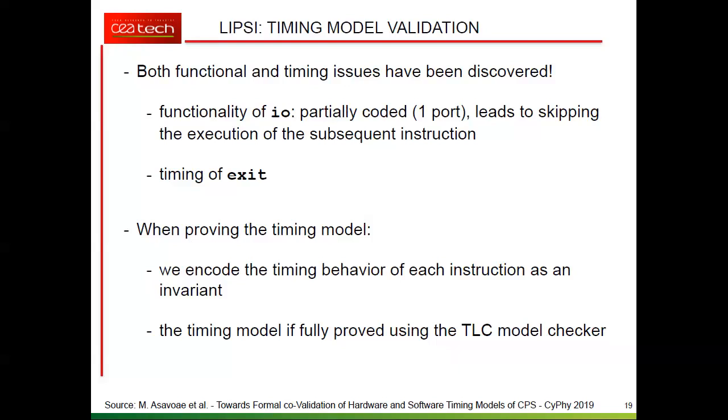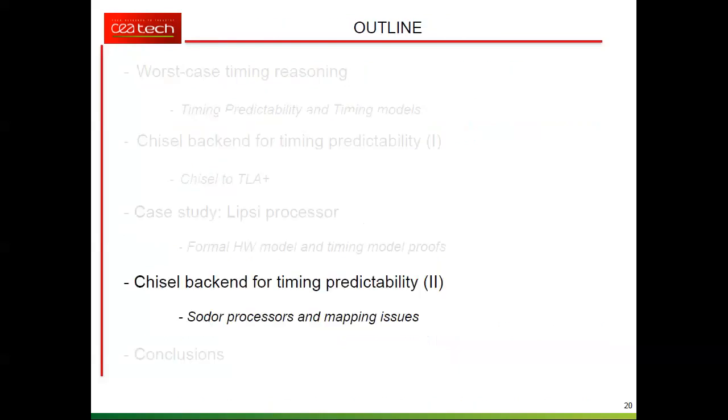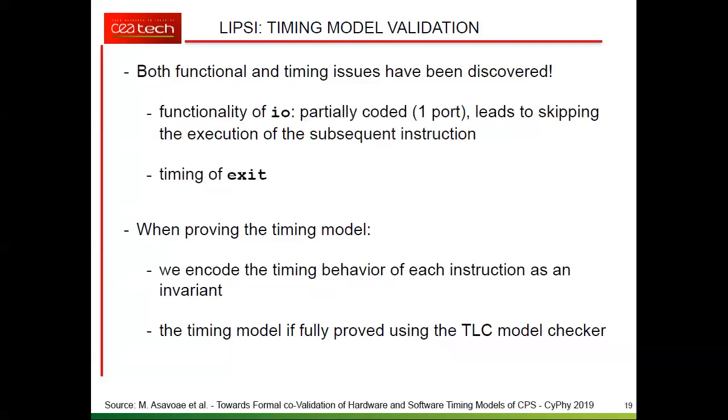How exactly did we do this? We encoded the timing behavior of each instruction as an invariant. So you have the TLA plus specification of the circuit. And then you would like to say, for a particular instruction that, let's say, takes two cycles, from the moment the instruction starts to execute till the moment the instruction terminates, you count how many cycles it takes, and you would like to prove that regardless of what the input state is, for all the possible combinations, whenever you execute that instruction, you cannot find something which takes more than 2 cycles. So in this way, you bound, in the worst case scenario, the timing execution of an instruction.